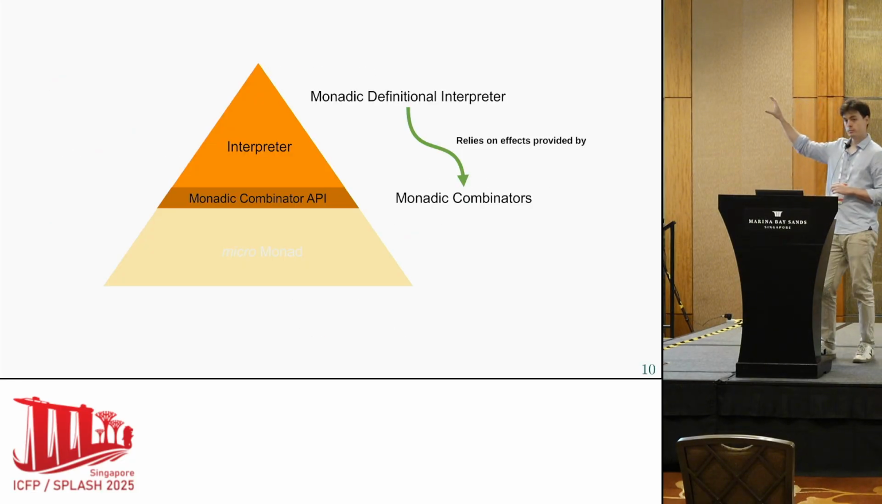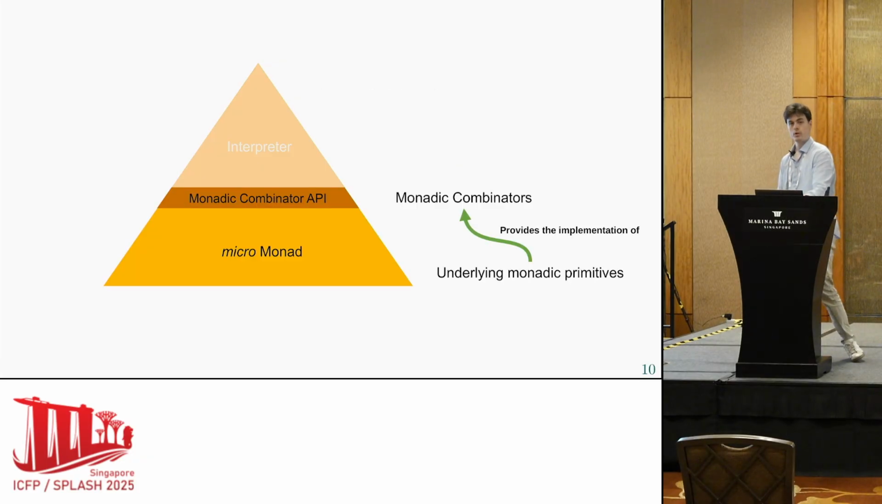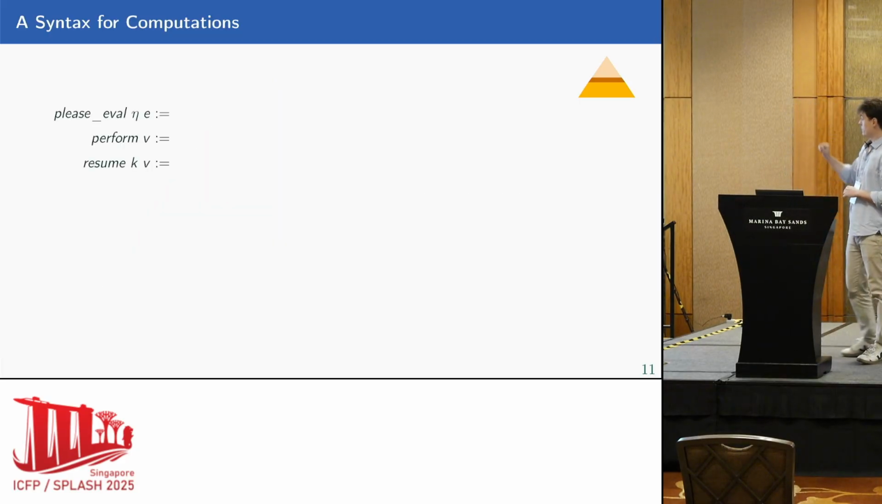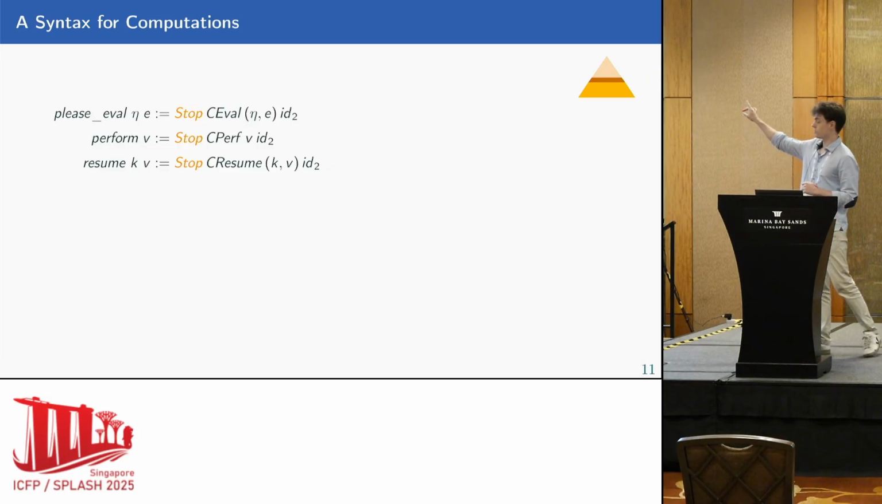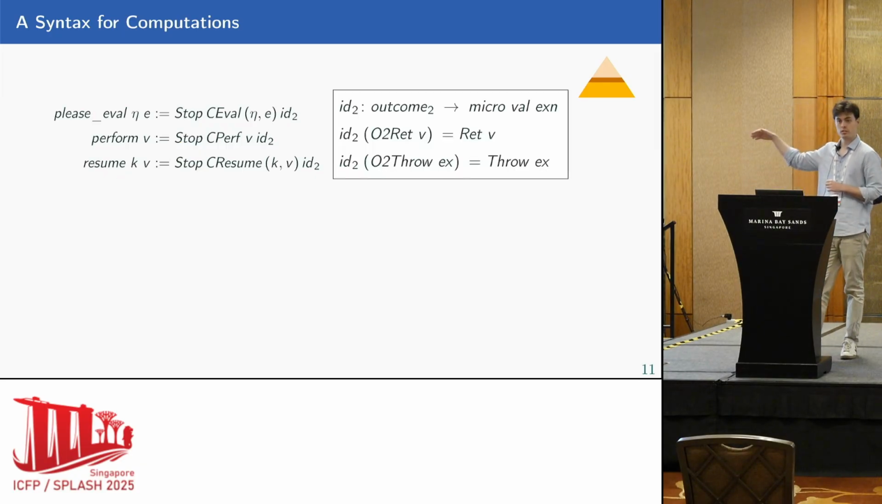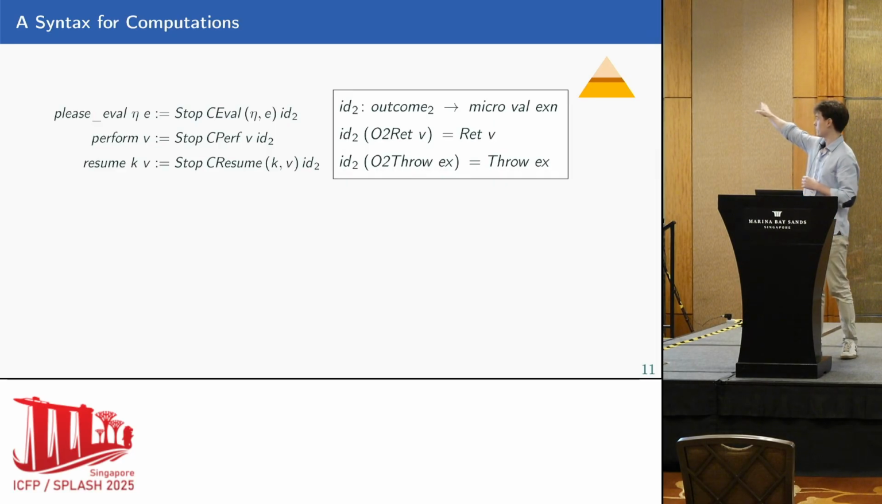So that's the top level. Of course, there's the bottom underneath. We actually need to implement these combinators. And to do this, we'll have a quick look at this monad. I hope to convince you it's also not too complicated. And we'll do that by desugaring the combinators that we've seen so far. Most combinators follow the same rough shape, which is this Stop constructor, some code indicating which effect we're doing, some arguments, and then this id2 here is just a trivial continuation for the Stop. It's just an identity function injecting from outcomes to micro.